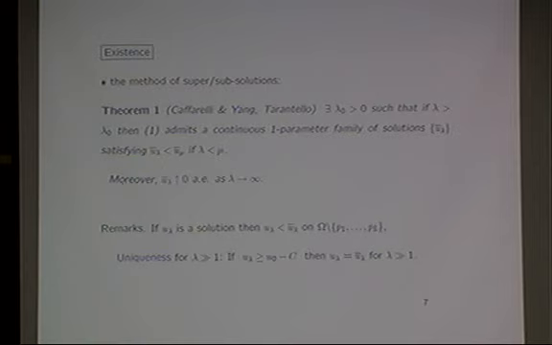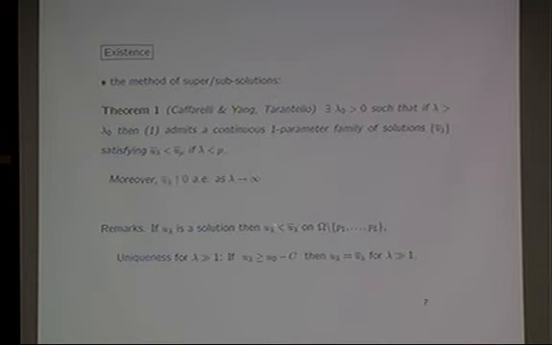Later, it was shown that this solution has an important property: if U lambda is any solution, then U lambda must be strictly less than this solution. So in that sense, this solution found by the super and sub-solution method is called the maximal solution.